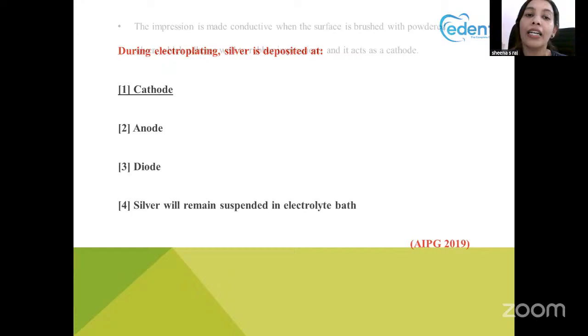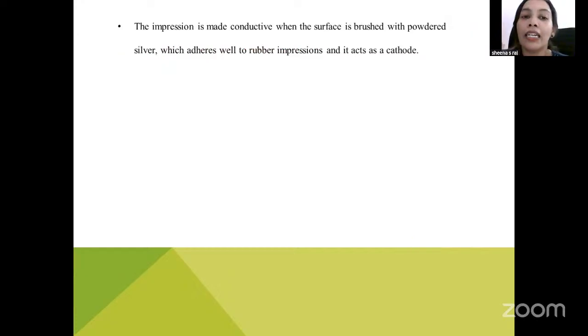So, some of the points that you need to keep in mind: whenever we take an impression, it is always made conductive. On the surface of the impression, we'll be adding some silver. What happens is it helps in the adherence of the rubber-based material and it acts as a cathode. So always think of this point, silver is added on the surface of the impression material. Sometimes the question might be, which material is added on the surface of the impression to make it conductive? It is always silver that is added on the surface of the impression material to make it conductive so that this rubber-based material can adhere to the particular surface.